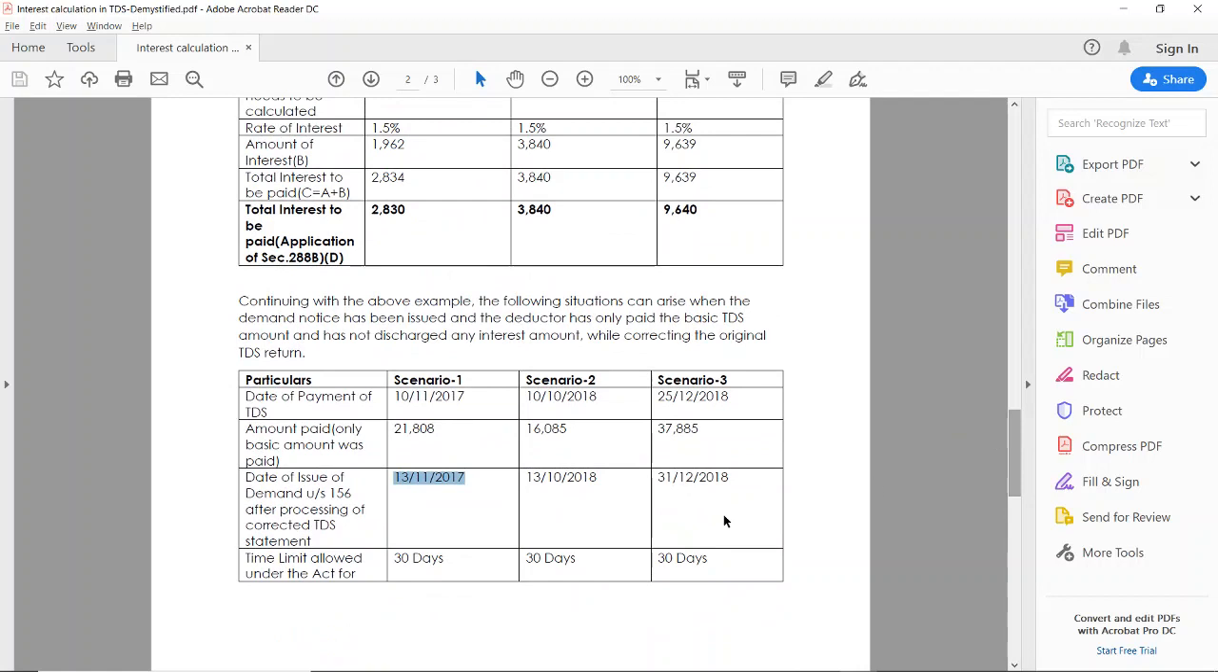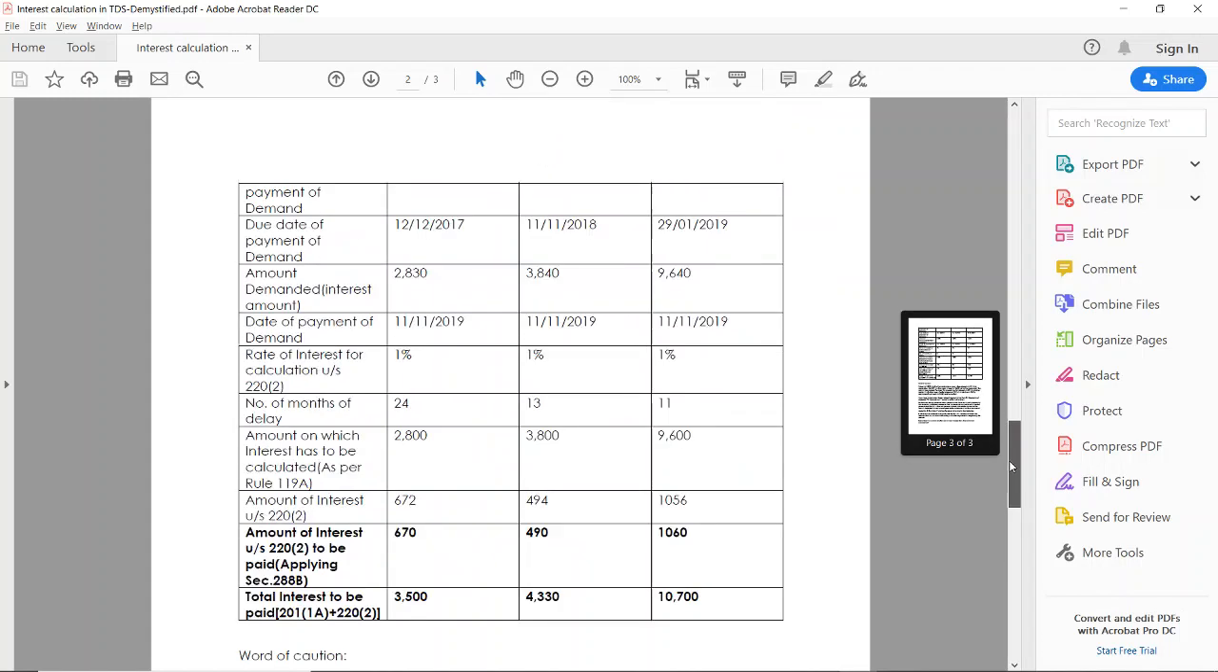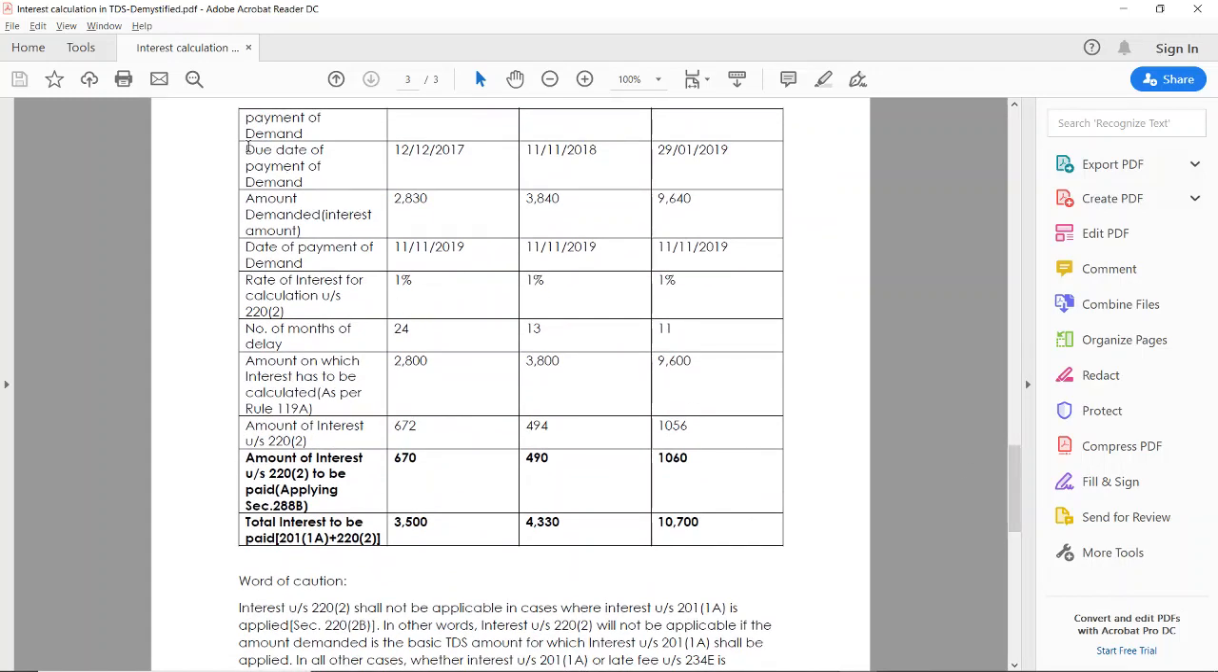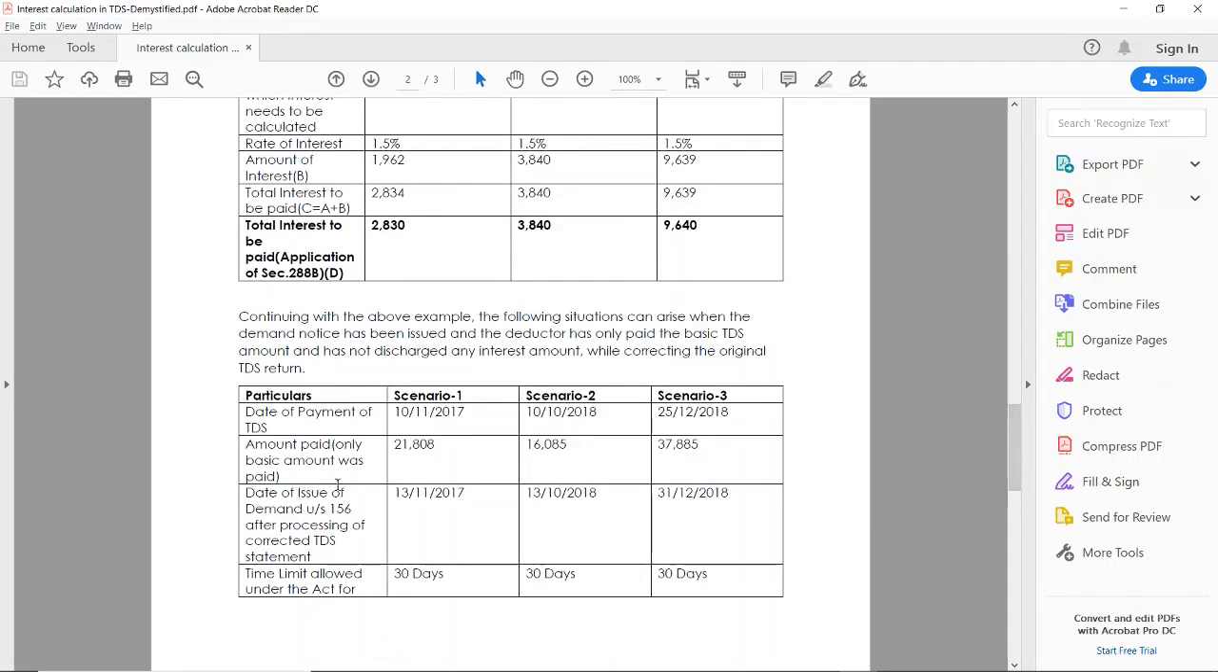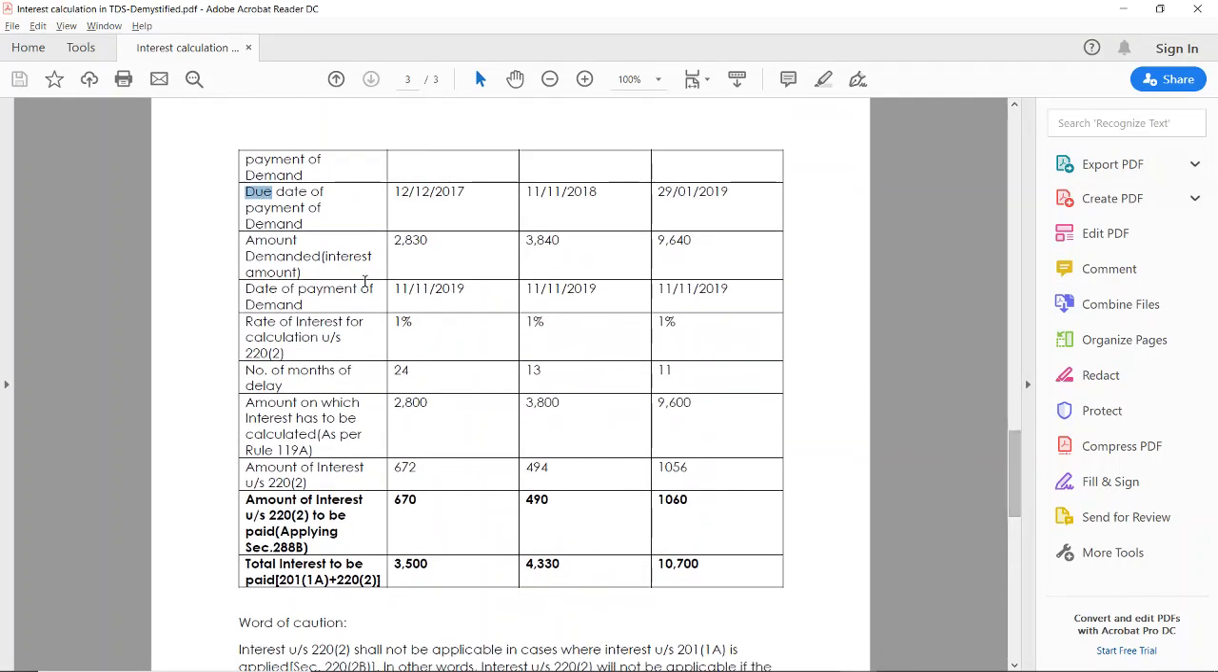Now this is a demand under section 156. 156 is any demand which has been raised by the income tax department. The time allowed under section 156 is 30 days from the date of raising of the demand. So the due date of payment of demand would be 30 days plus the date of issue of demand, which means 13 November 2017 plus 30 days. So you will get 12th December 2017, 11th November 2018 and 29th January 2019. Why is this date relevant? Because the demand has to be discharged within this date.